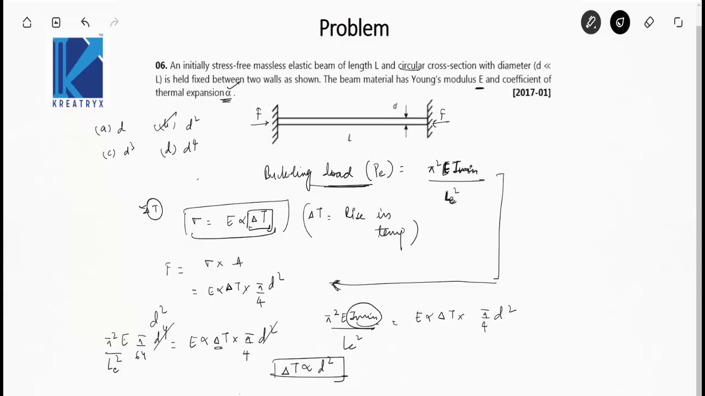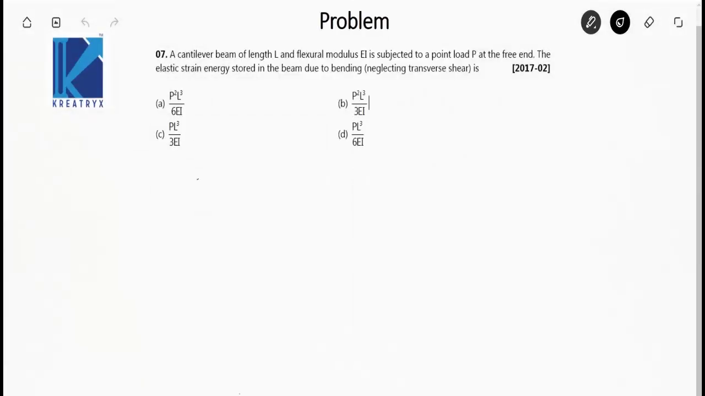Okay, next question. The next question is, a cantilever beam of length L and a flexural modulus EI is subjected to a point load P at the free end. So this is a cantilever beam and there's a load P at the free end. The elastic strain energy stored in the beam due to bending, neglecting transverse shear. So we have to find the elastic strain energy in the beam only due to bending in this case.